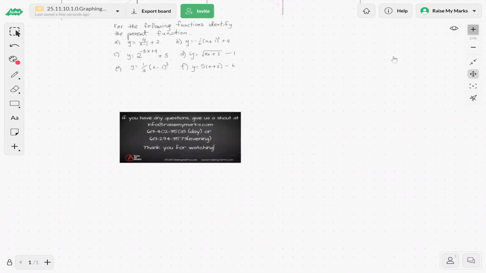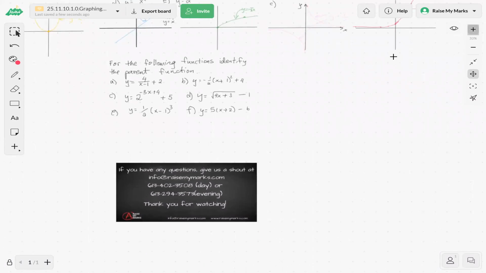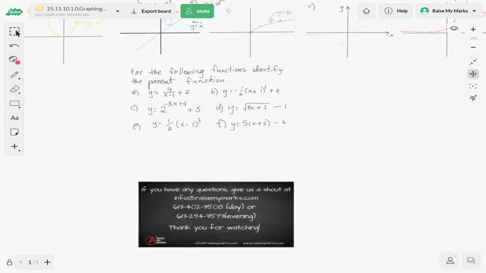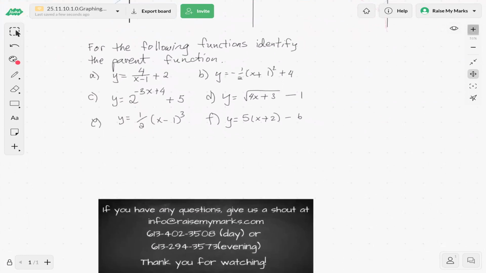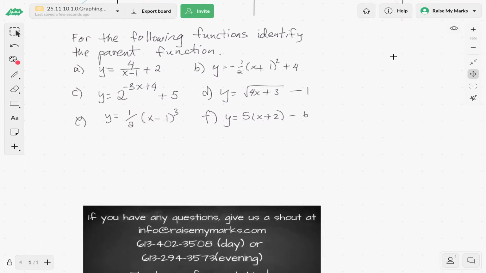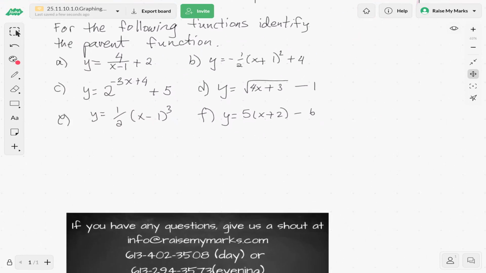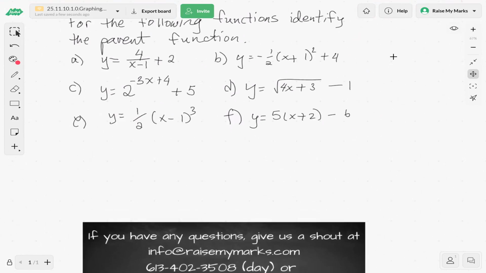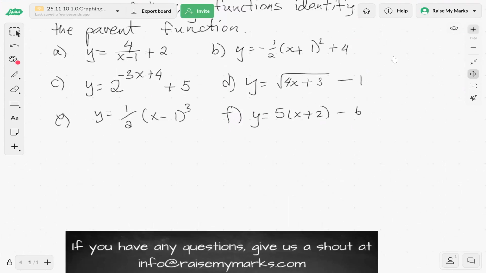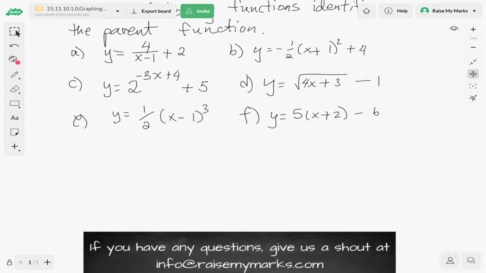Now let's see what we have. Our second question's asking us, let's zoom in a little bit, for the following functions, identify the parent function. Okay, so we've seen a few already. So let's see if we can identify them when we're given transformations. All right, so part A, what do we have here?